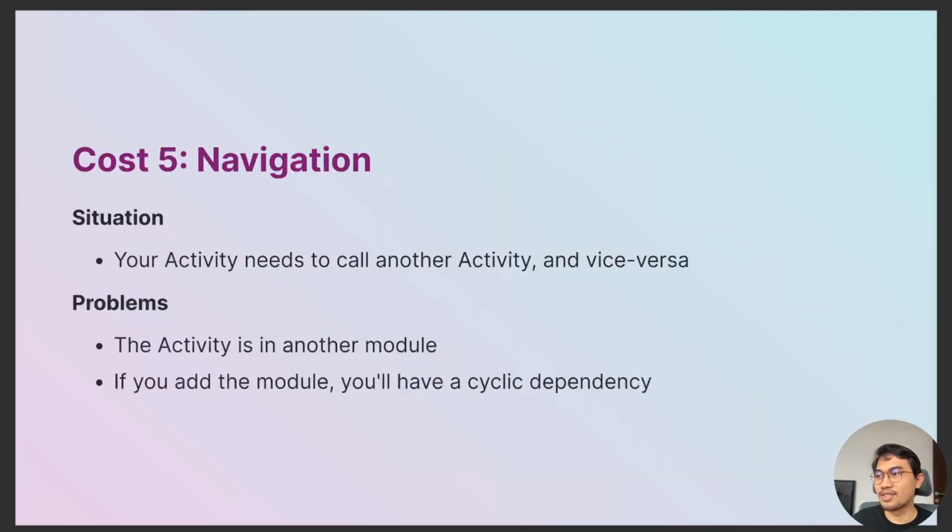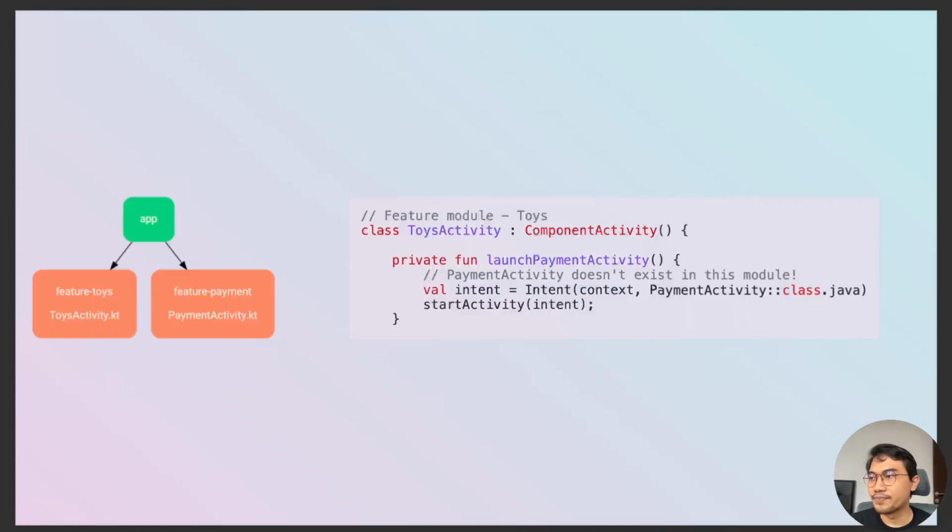The last cost, number 5, navigation. This is yet another common scenario where an activity needs to call another activity and vice versa, but the problem is the activity is in another module, similar to what we encountered in cost number 4. Also, if you still remember our graph rule, a feature module cannot talk to another feature module. We have enforced this using a plugin in cost number 2.